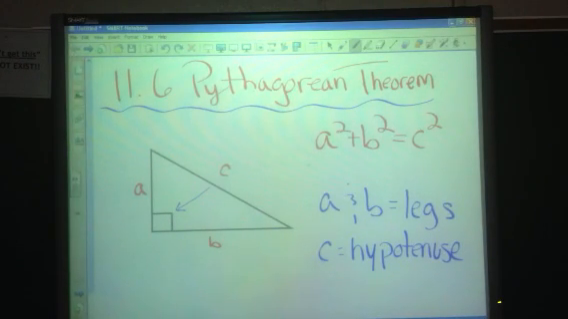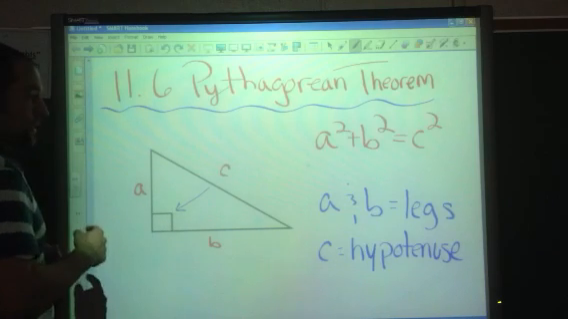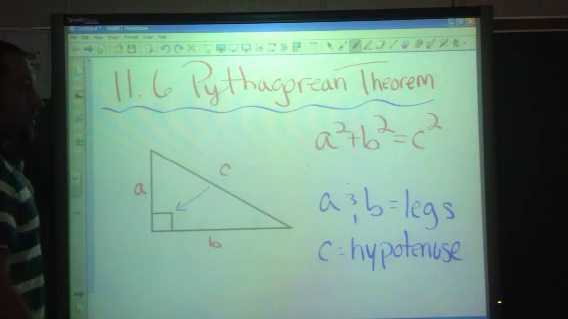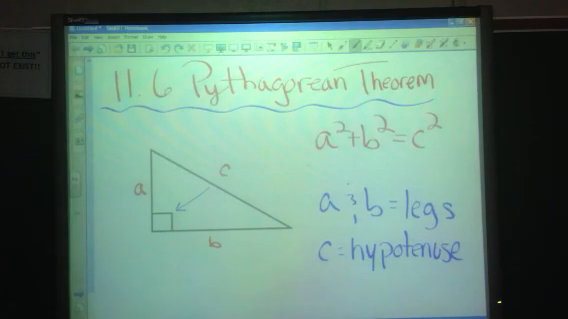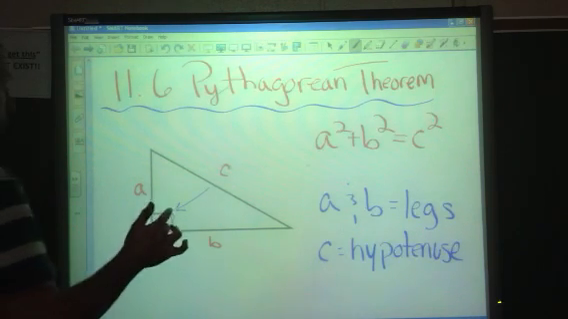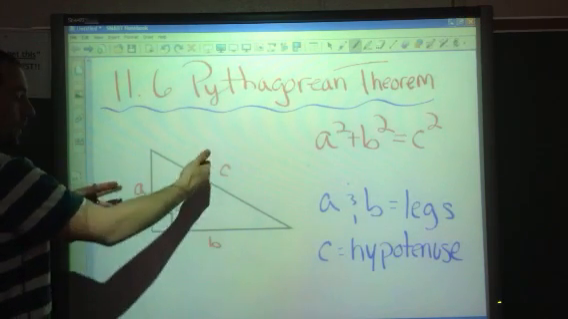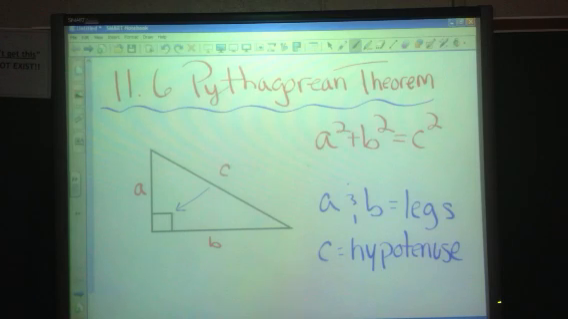And anytime I'm given two of the three sides, I can find the other side using some simple mental math here. So, the Pythagorean Theorem only works again for a right triangle, and I can find one of the missing sides. So let's take a look at an example here.